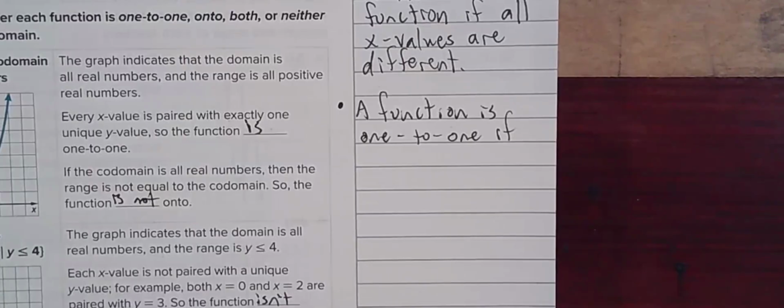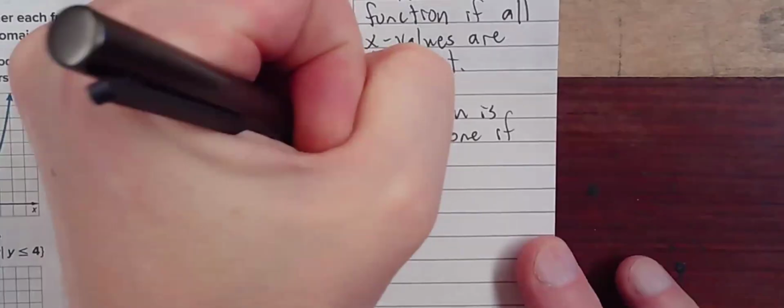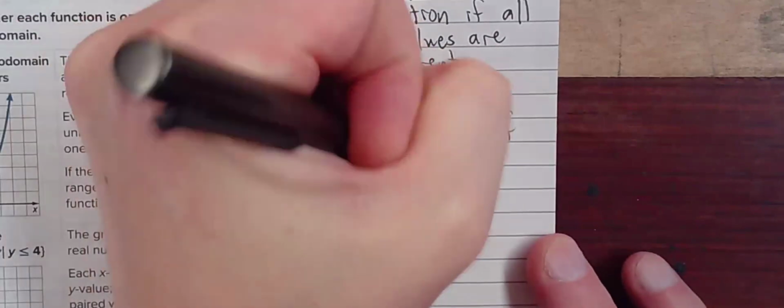You check in on your notes from yesterday as well. How do we know if something is one-to-one? Yeah, Lilia? Yep. If each x value is paired with only one y value, that would be like the technical definition. Maybe an easier way to think about it is that what that means is if all y values are different.